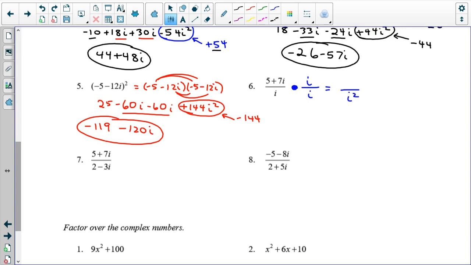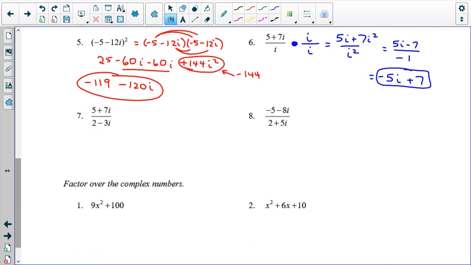And if I multiply the top by i, I get 5i plus 7i squared. I know that the denominator is negative 1, and now I have the numerator as 5i plus 7i squared. That's the same thing as 5i minus 7. And then if I have the entire numerator divided by negative 1, that changes the signs of everything. So I get negative 5i plus 7, which, note, is the same answer as when I did it the other way.